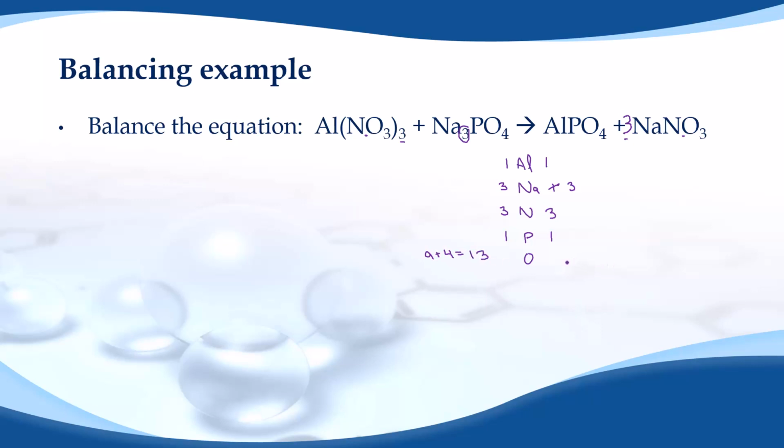On the right-hand side, I have 4 from the aluminum phosphate plus 3 times 3, the 3 coefficient times the 3 subscript gives me 9 on the right for a total of 13 oxygens on the right. So oxygen is balanced at 13 on the left, 13 on the right. Our equation is balanced. We'll just make sure our coefficients are at the lowest ratio. We've got 1, 1, 1, 3. That's definitely the lowest ratio. So we're done. That's the balanced equation for aluminum nitrate plus sodium phosphate yields aluminum phosphate and sodium nitrate.